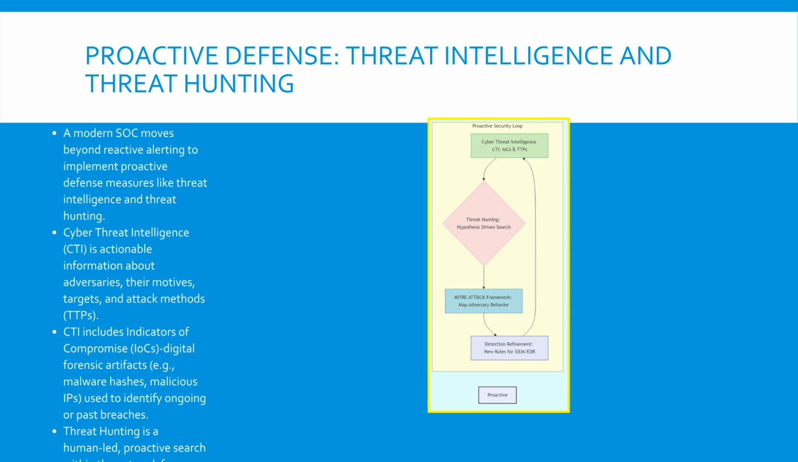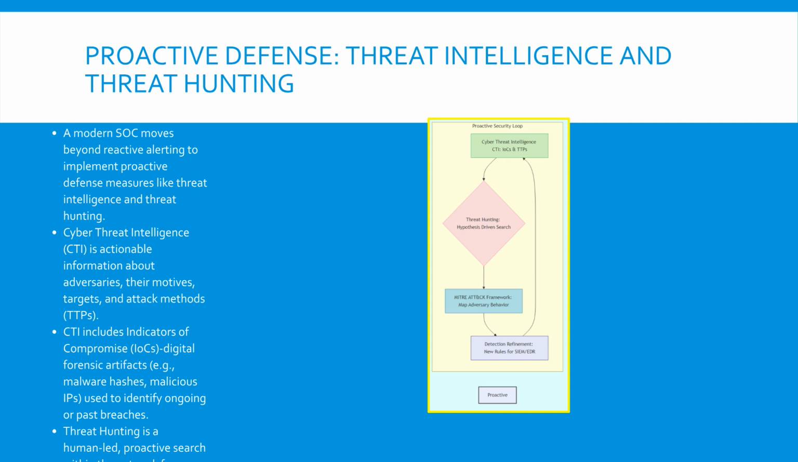The second proactive activity is threat hunting. This is a human-led activity where experienced analysts actively search the network for subtle signs of an intruder that the automated systems missed. Threat hunting relies on forming a hypothesis, such as, an attacker is moving laterally using a specific type of file transfer, and then manually searching through logs to prove or disprove it. Hunters often use the MITRE ATT&CK framework to map their searches to known adversary behaviors, making the hunt structured and effective.